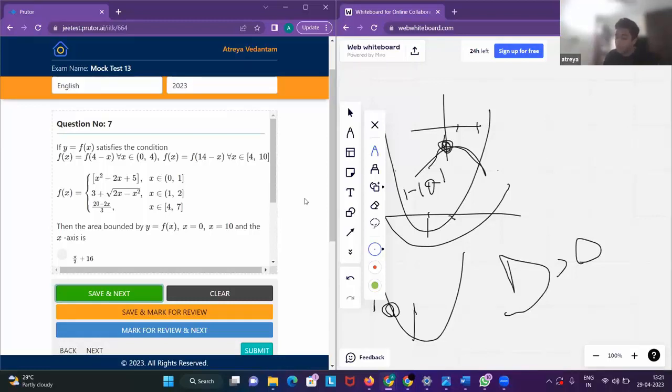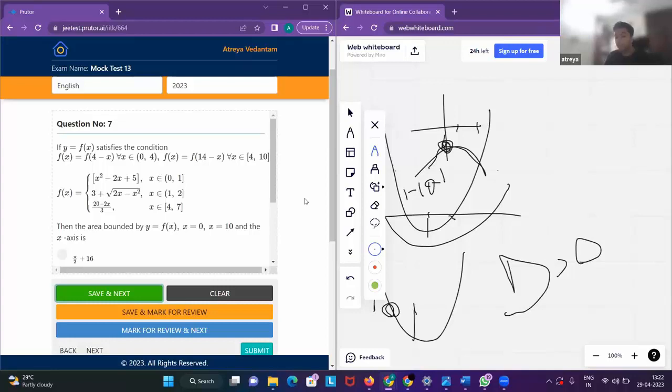And similarly, plus another 4 because that's the greatest integer function, plus 2 times the integral of 20 minus 2x the whole by 3 from 4 to 7. So this is the total area that we want. So this is essentially 4 plus 4, 8, 8 plus 6, 14 plus 2 times the integral 1 to 2 of square root of 1 minus x the whole square dx.